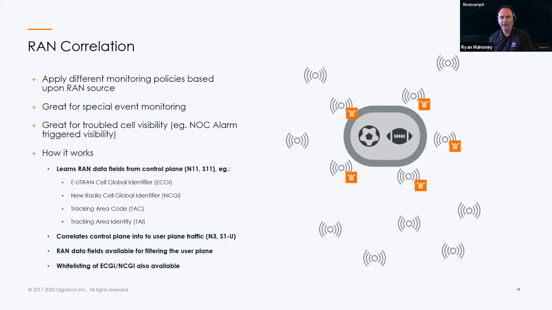Now in LTE, you can kind of do this today just using the eNodeB IP address. But in the world of vRAN and CRAN, that tends to get more complicated and less distinguished, less deliberate. So this allows us to look at the actual RAN cell identifiers from the control plane packets for both 4G and 5G to perform this correlation. And then traffic for, say, this list of cells, you can then do whatever you need to do with it. You can send it to a special probe, or you can just make sure that you've got all packets going to your regular probe. Okay, so that's RAN correlation.